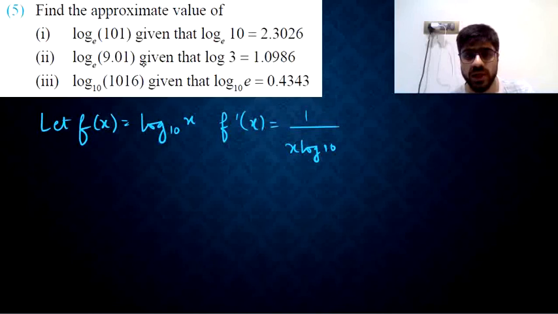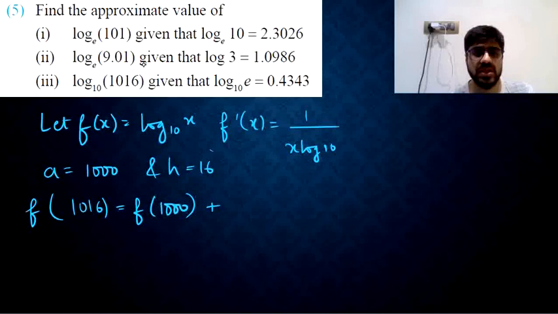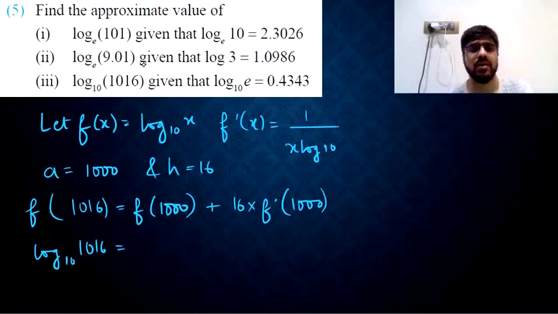Okay, so now we are taking a as 1000 because log 1000 to the base 10, the value is going to be equal to 3, and we take h as 16. We continue with f of a plus h. F of a plus h will be 1016. That will be f of a, that is f of 1000 plus h, which is 16, into f dash a, which is f dash 1000. So f of 1016 is log of 1016 to the base 10. F of 1000, that will be log 1000 to the base 10, which is equal to 3, plus 16 into f dash of 1000. So that is 1 upon 1000 into log 10.